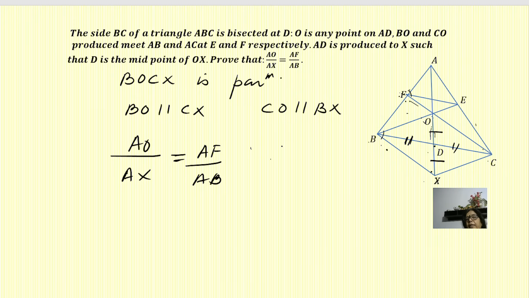We get triangle AOF is similar to triangle AXB. These are corresponding angles, so AA criteria. So this is the much easier option over here. If you want, you can do it with BPT. There is no restriction on that. Any method can be taken in use of.